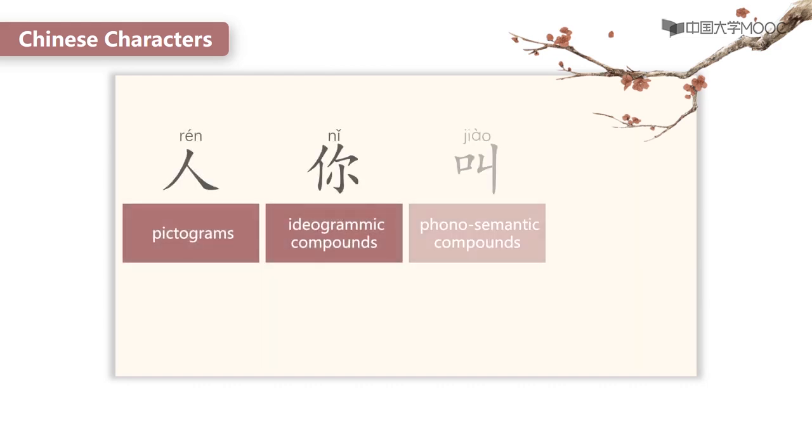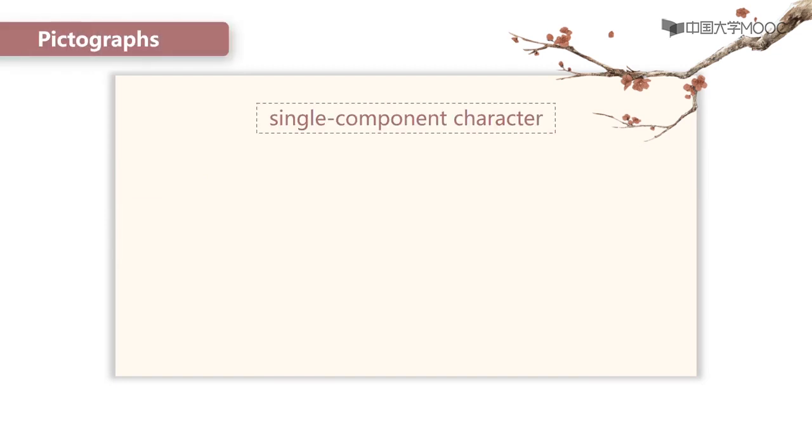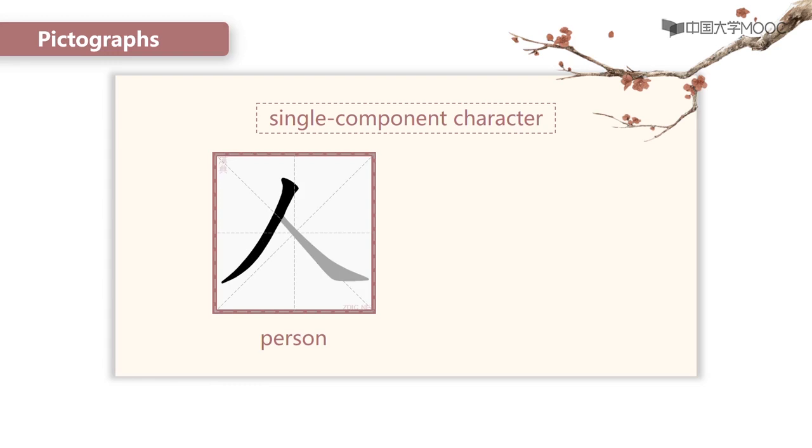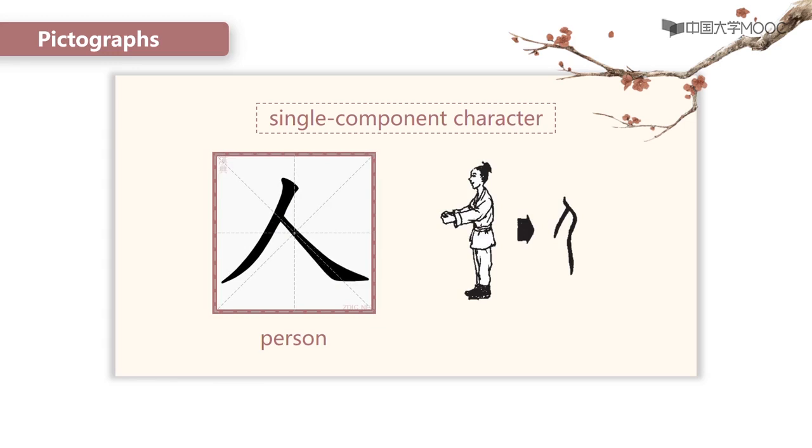Chinese characters are mainly created in 4 ways. Now, I'll introduce 2 of them to you. The first kind is pictographs, like 人. It's like a person is standing. The GIF can help you write characters in the correct way.